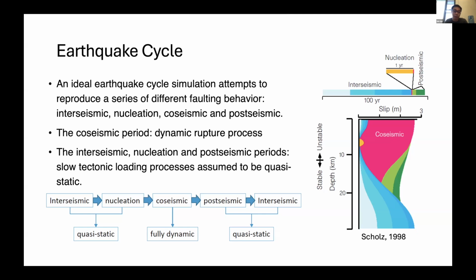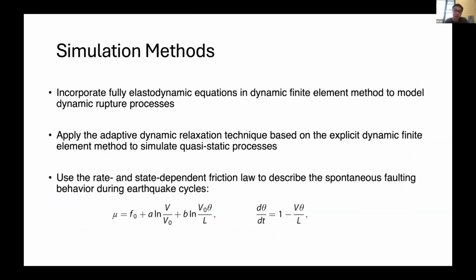So rate and state dependent friction has actually been proposed from physical experiments to take the place of this role, and this law is also able to capture the slow faulting behavior even between the earthquakes. So using rate and state friction, we can actually do earthquake cycle modeling. So that's one of the key tasks that I was working on when I was a PhD student.